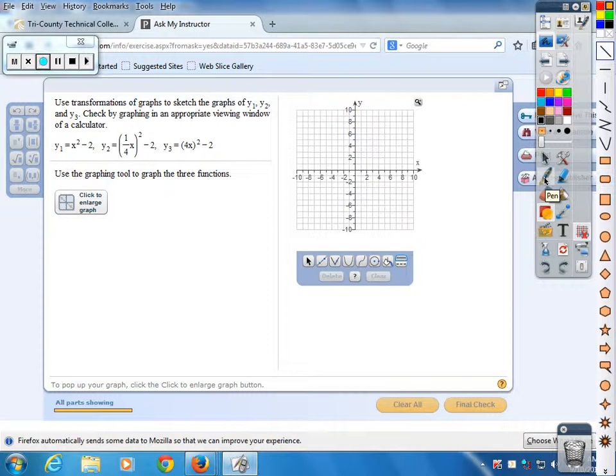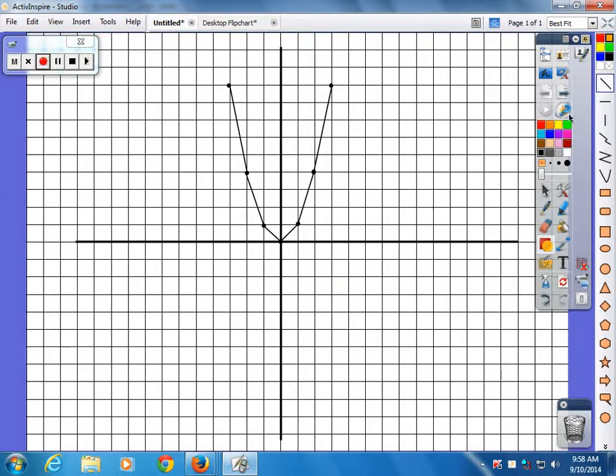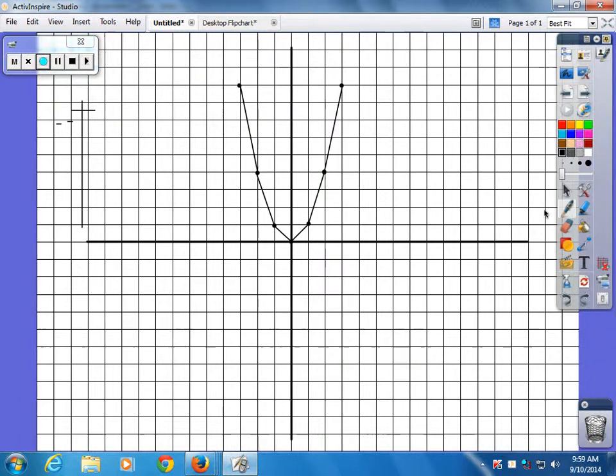Well, you do the same thing you did back in pre-algebra. You take your chart, and unless it's a fraction, I always use -2, -1, 0, 1, and 2. I always use those unless it's a fraction.